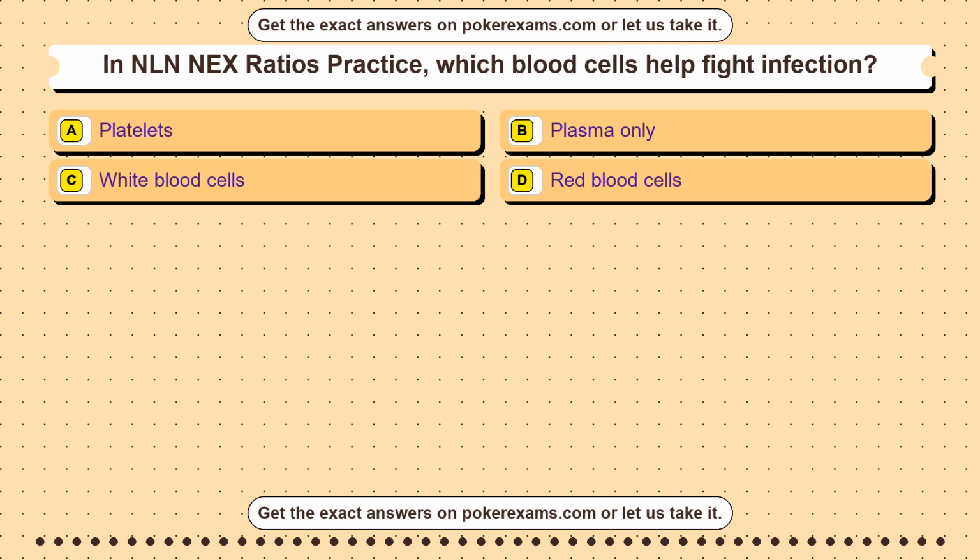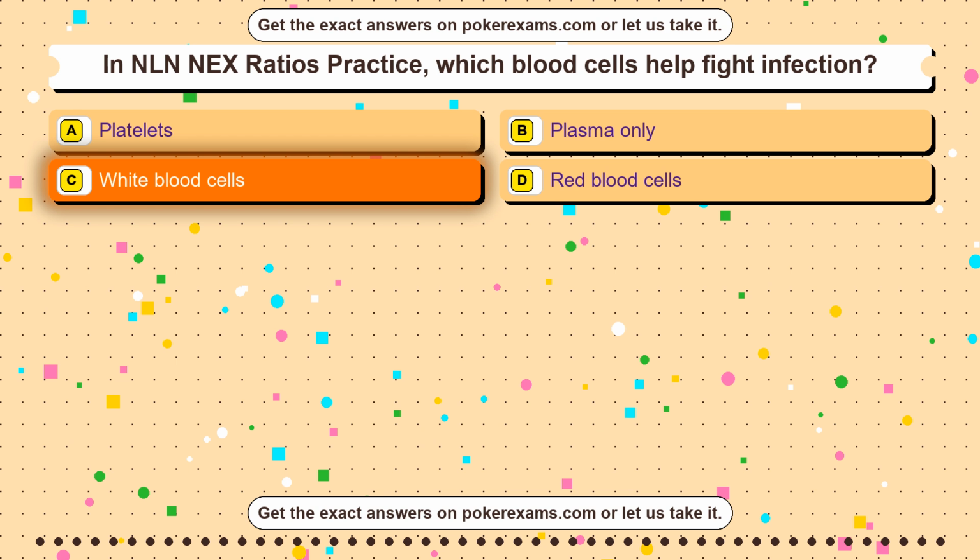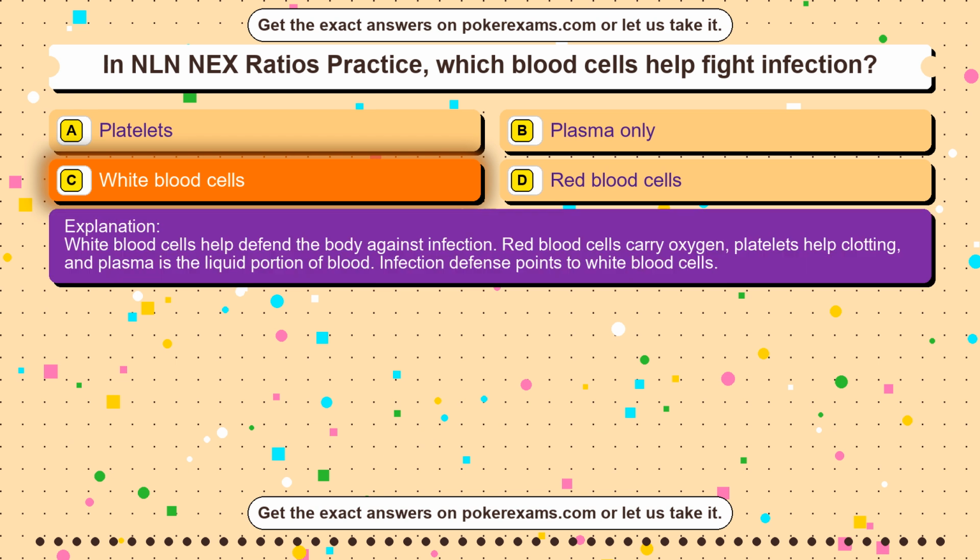Question 23. In NLN NEX Ratios Practice, which blood cells help fight infection? Option A platelets. Option B plasma only. Option C white blood cells. Option D red blood cells. The correct answer is option C. White blood cells. White blood cells help defend the body against infection. Red blood cells carry oxygen, platelets help clotting, and plasma is the liquid portion of blood. Infection defense points to white blood cells.